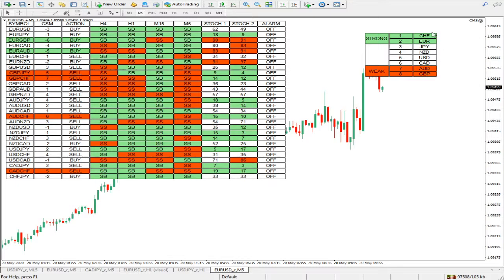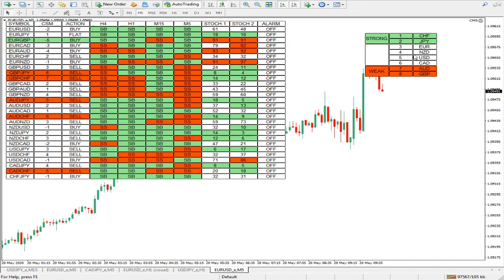Like we have Swiss franc. This is the strongest as I'm speaking now. And then we have euro being the second strongest, and then we have AUD. This is one of the weakest, and the weakest of all is GBP. So today we are trading a combination of these: a combination of Swiss franc and AUD, or a combination of euro and GBP, or a combination of the other remaining ones. So that is based on the strength.